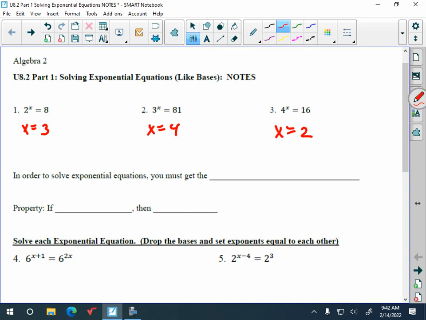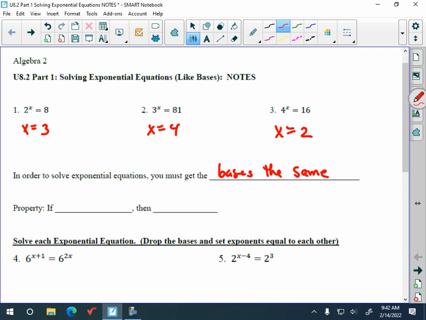So when we solve exponential equations, the first thing we want to do is try to see if we can get the bases the same. So in order to solve exponential equations, get the bases the same. And we'll talk about this in a little bit.